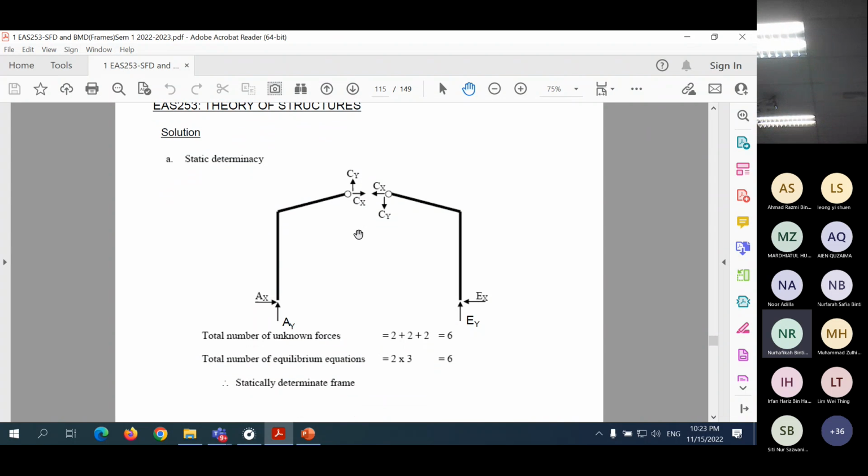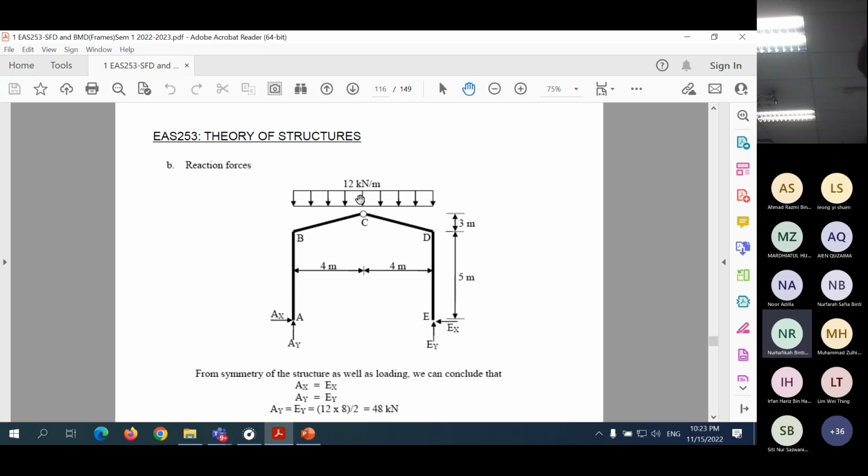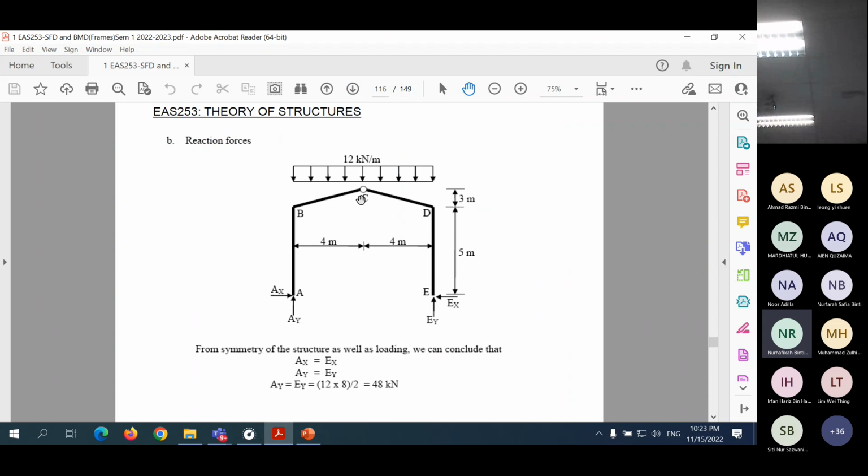Check statical determinacy, cut at the hinge there. So you can conclude that this is a statically determinate frame. Next, to get the support reactions: this is a symmetry problem, so the reaction should also be the same here. This going up should be the same, half. And this should be symmetry, the same magnitude, pointing in opposite directions.